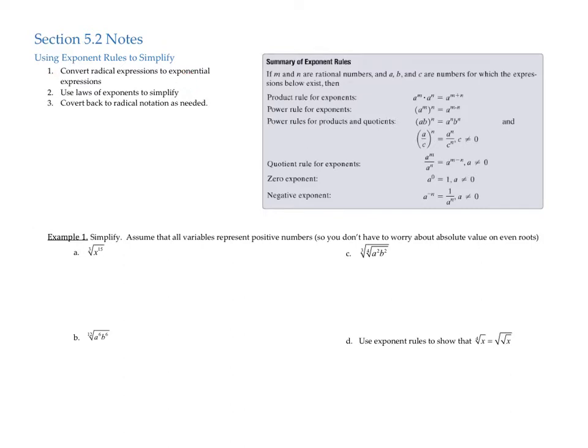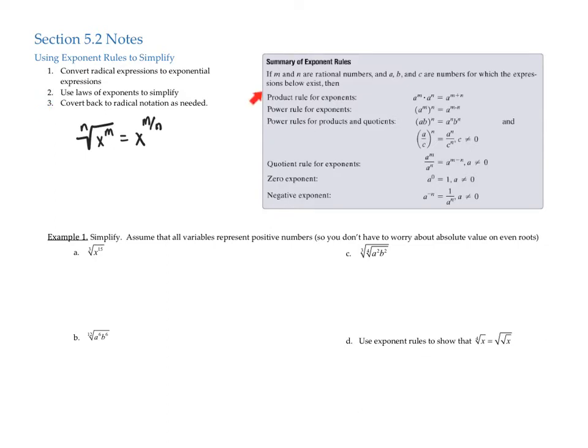So we need to remember our basic rule that if I have the nth root of x to the m, that would be x to the m divided by n. Then we're going to use laws of exponents to simplify, and then we will convert back to radical notation.